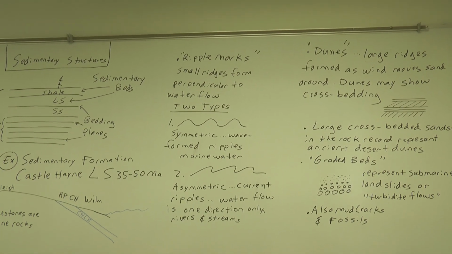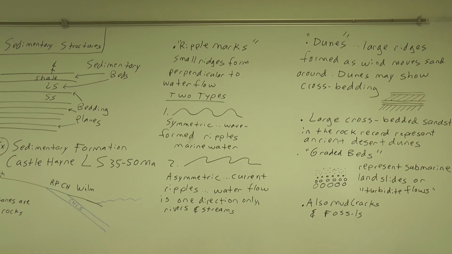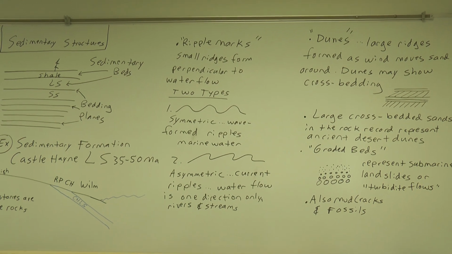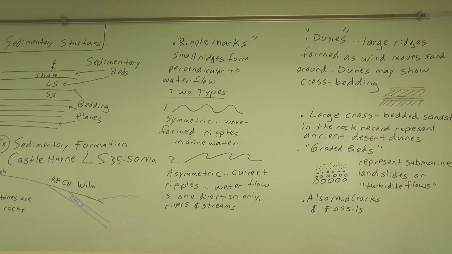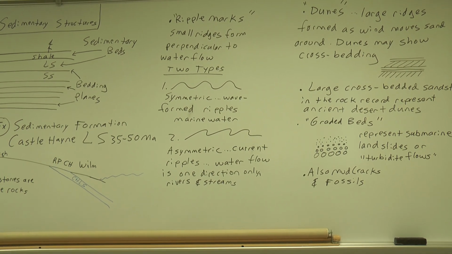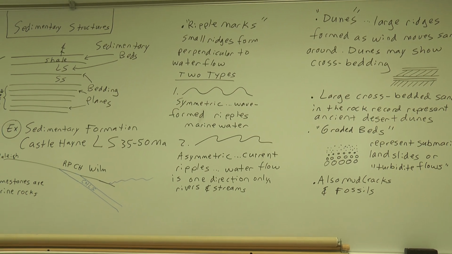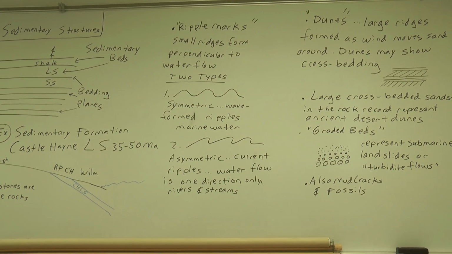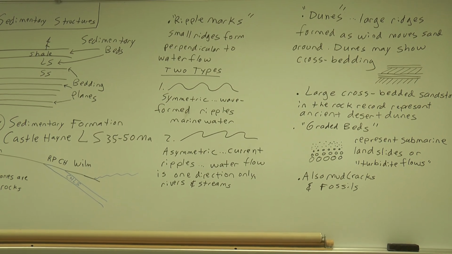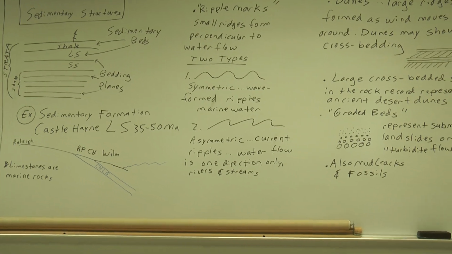Okay, so ripple marks can form in marine environments. They can form in the back barrier marsh, tidal flats between a barrier island and the mainland. Number two, those are asymmetric ripples, meaning if you draw a line down the center, they do not look the same on either side. So the asymmetric ripples are also known as current ripples, and they show us that the water flow was in one direction only, and that of course means rivers or streams.